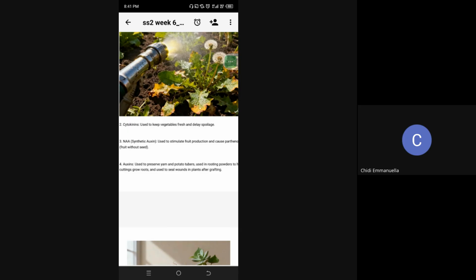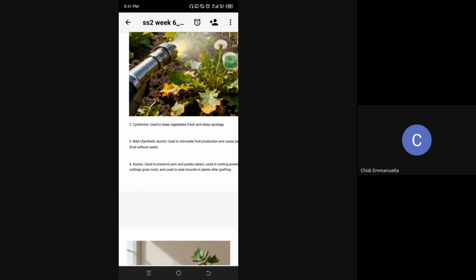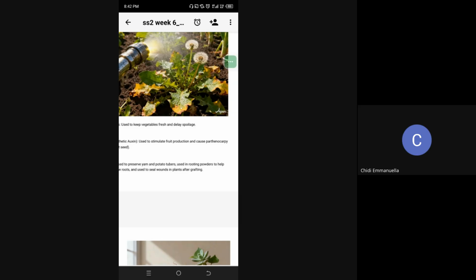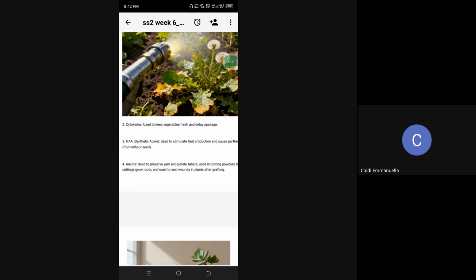auxins are used to preserve yam and potato tubers, used in rooting powders to help cuttings grow roots, and used to seal wounds in plants after grafting. So that's the function of auxin. When you talk about rooting powder, you're talking about the powder that enables the roots to grow when you apply it.